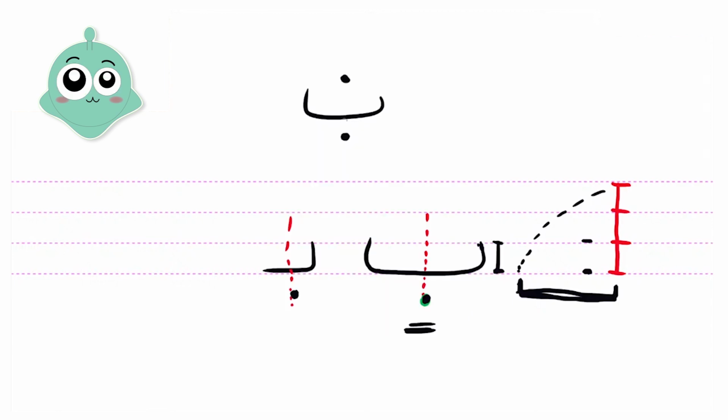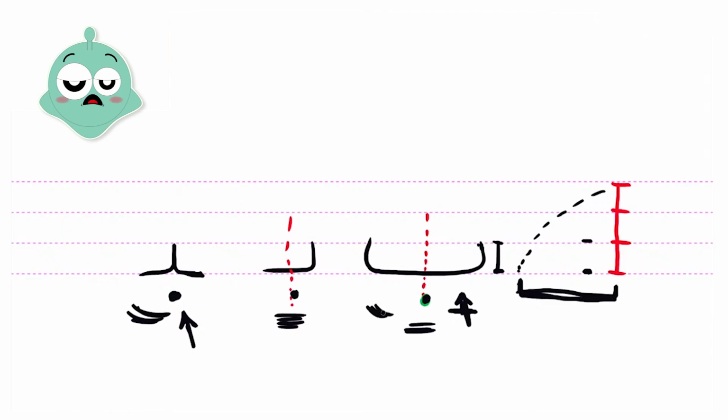Next, the letter ba in the middle of the word. We start from the baseline, go up, and return to the baseline again. This form is found in the middle of the word. For the last position of ba, we write the previous letter and add another stroke, as in the first position. In the case of ba, we start from here to here. In this position, we always find it at the end of the word.